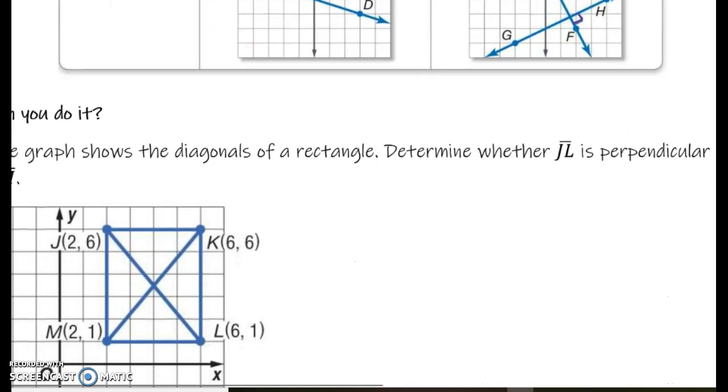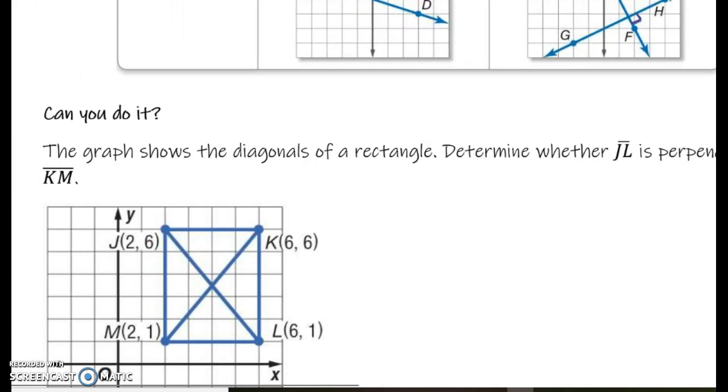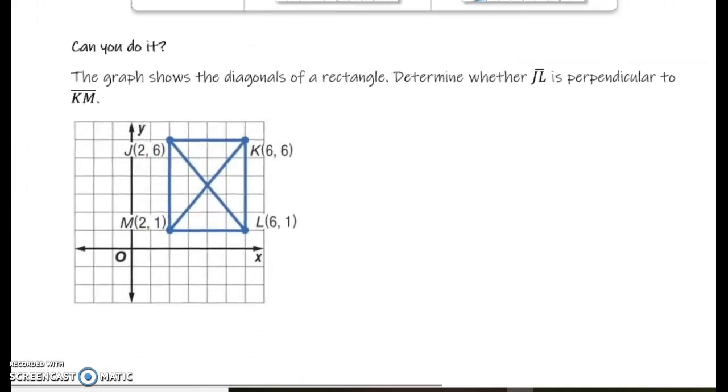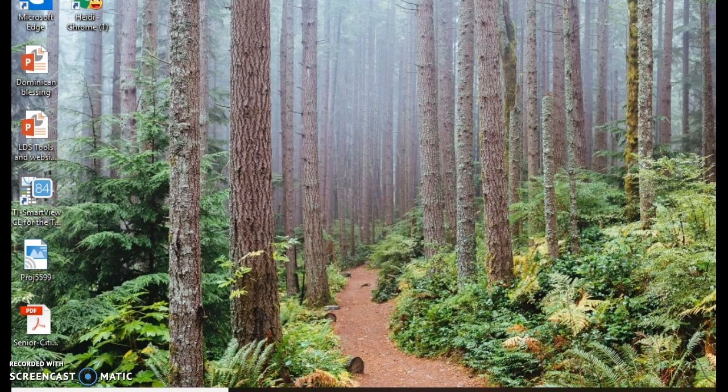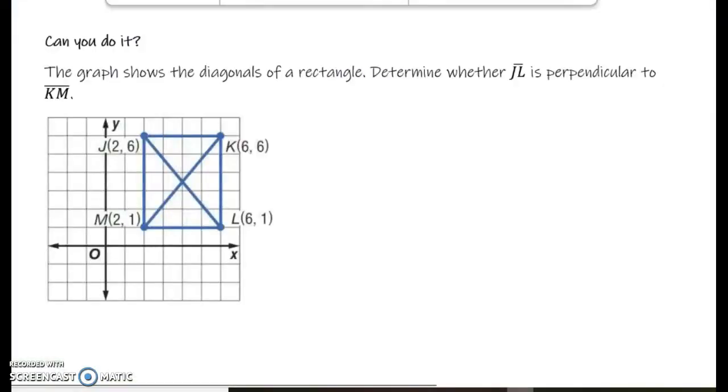Alright, so now we're going to check and see if you can do this. So we've got this graph that shows the diagonals of a rectangle. Determine whether JL is perpendicular to KM. So this is the last part of it, what I want you to do. You're going to go and figure out if these diagonals are perpendicular to each other. And the way that you figure that out is you figure out the slopes of these and then compare them and see if they're perpendicular. Again, they should be negative reciprocals.